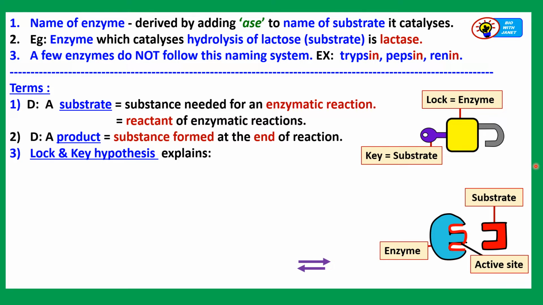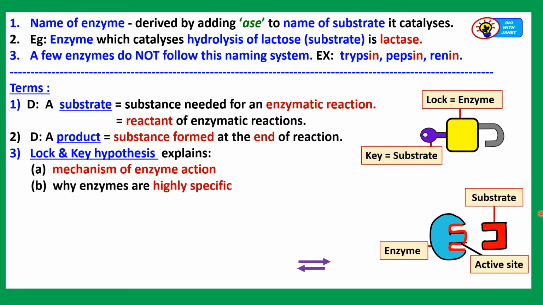Now, the lock and key hypothesis explains a few things. This hypothesis is used to explain the mechanism of enzyme action. In this hypothesis, the substrate is represented by the key, and the lock represents the enzyme. So the key fits into the lock. Okay? The substrate fits into a depression or a part of the enzyme molecule, as we'll see afterwards.